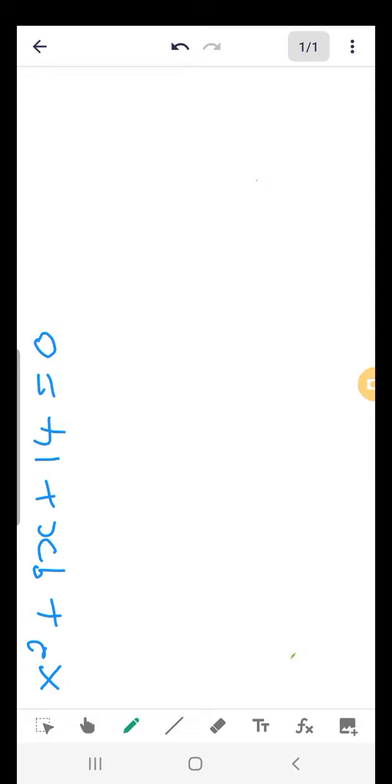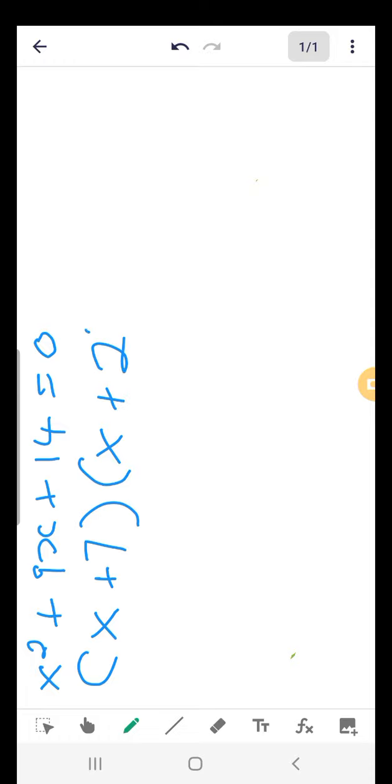We're going to make our bracket here, which is open bracket, x plus 7, close bracket, open bracket again, x plus 2, which are all equal to 0. Okay, we've got x plus 7 into x plus 2. All right, so this one is very simple.